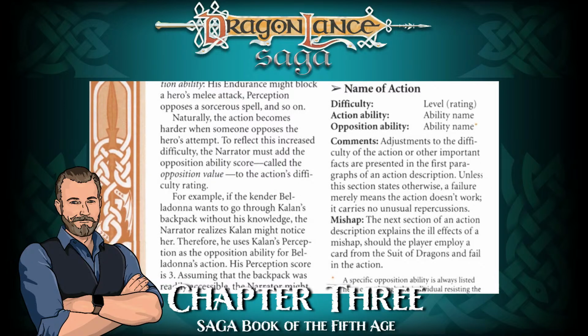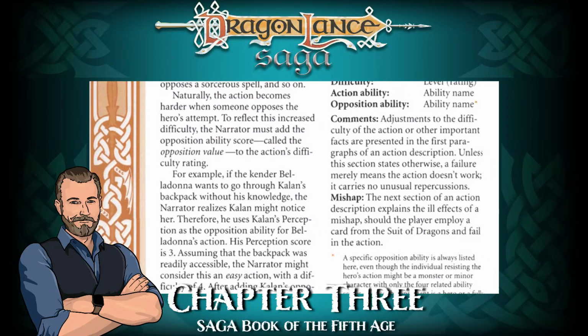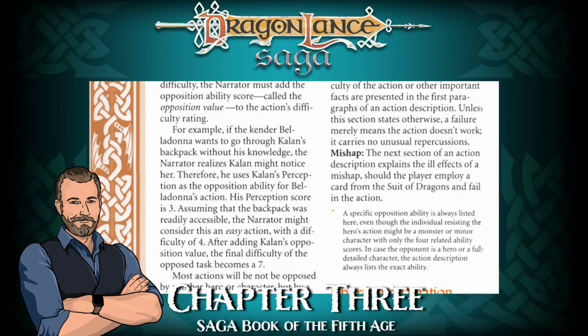Mishap. The next section of an action description explains the ill effects of a mishap, should the player employ cards from the suite of dragons and fail in the action. And this is the asterisk to the ability name for opposition ability. A specific opposition ability is always listed here, even though the individual resisting the hero's actions might be a monster or minor character with only 4 related ability scores. In case the opponent is a hero or a fully detailed character, the action description always lists the exact ability.